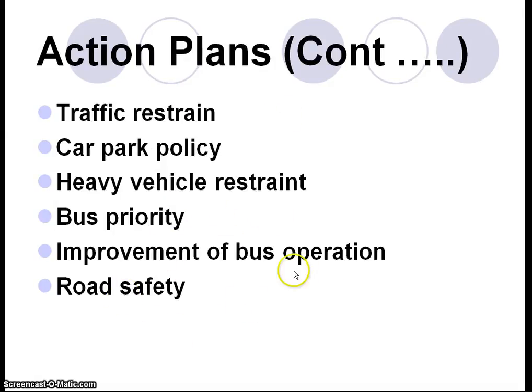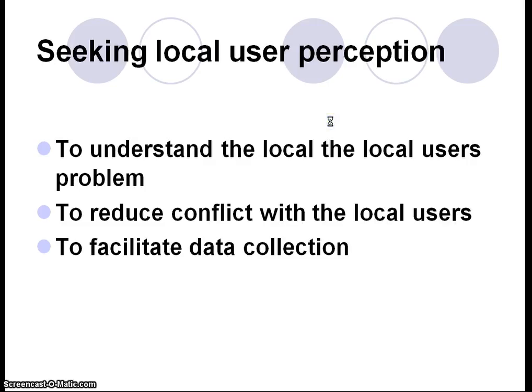This is the action plan. This one we can actually carry out fast and quite cheaply. And seeking local user perception, because we want to know the local perception. We want to reduce conflict with the local users, because whatever we do, the local users will use our plan. And then of course, to facilitate data collection.